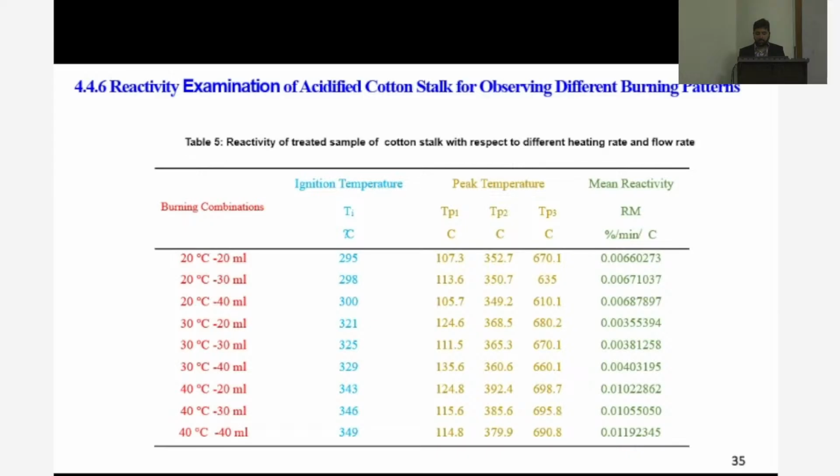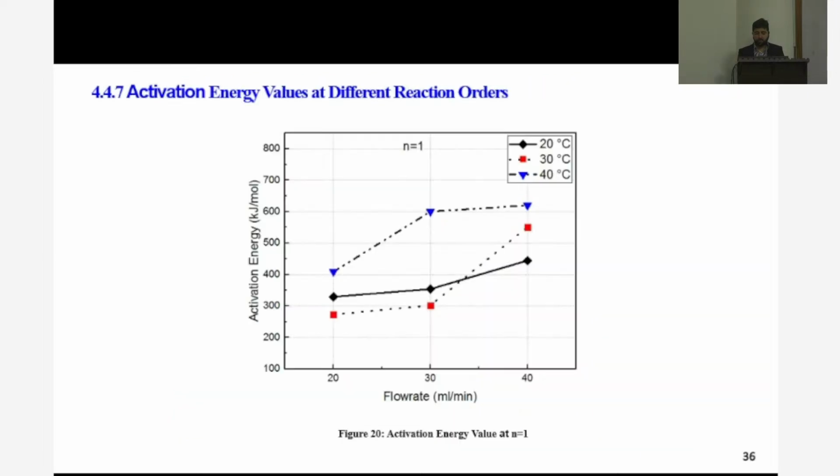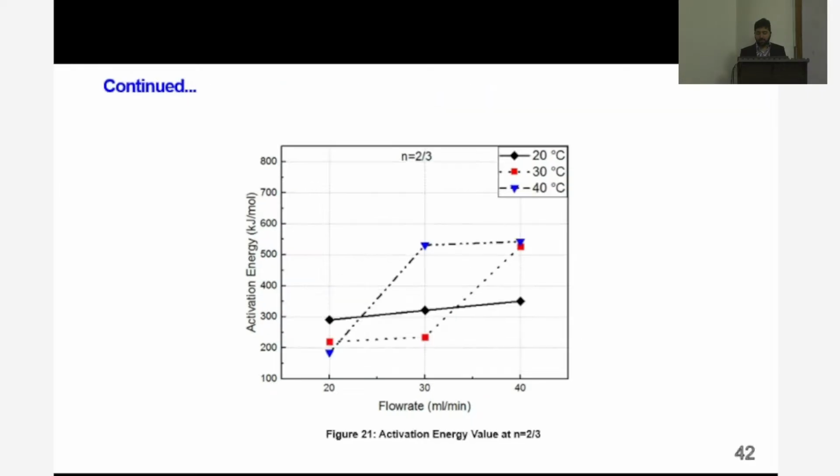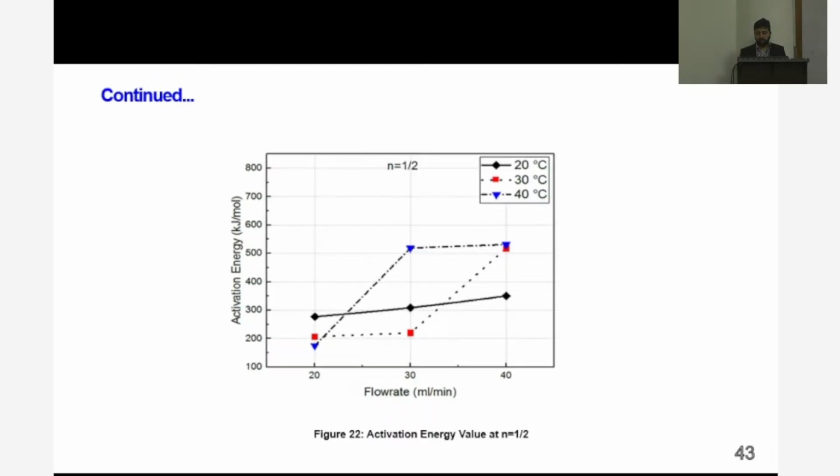These are all the burning combinations that we have developed, and on that basis we have mean reactivity and peak temperature. Well, these are the activation energy values and different reaction orders, and in this we have 20 degrees C, 30 degrees C and 40 degrees C, with the lowest value in the reaction order, and the same is the case for the others. An extensive study was done on the basis of reaction orders 2/3, 1/2 and 1/3.